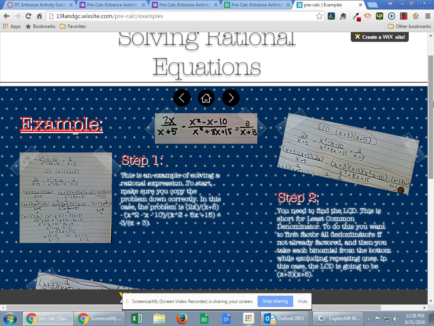You need to find the LCD. This is short for least common denominator. To do this, you want to first factor all denominators if not already factored. And then you take each binomial from the bottom while excluding repeating ones. In this case, the LCD is going to be x plus 3 and x plus 5.